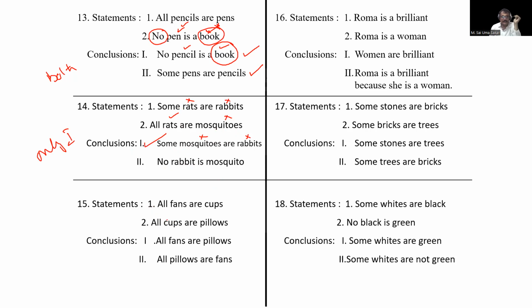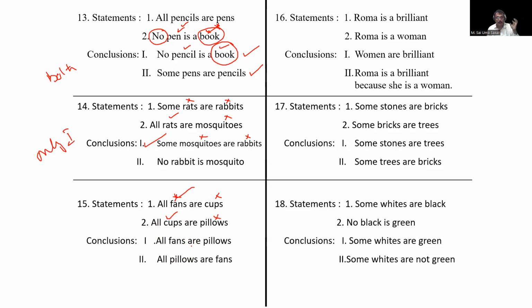Next, go to the 15th one. All fans are cups. That means some fans are cups, some cups are fans. Not there. All cups are pillows. Some cups are pillows, some pillows are cups. Not there. So there is no immediate inference for the 15th question. Now, mediate inference. What is the middle term? That is the cups. Is it distributed? Yes. Now, the middle term should not be there in the conclusion. Yes, in these two, the middle term is not there.